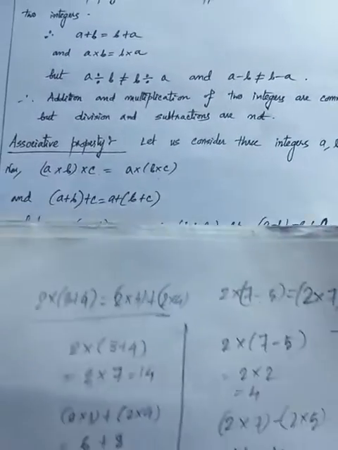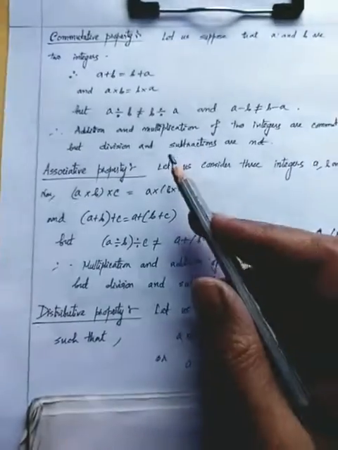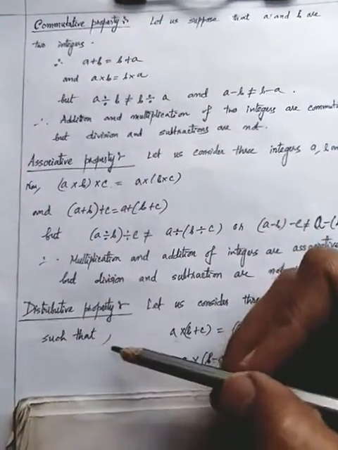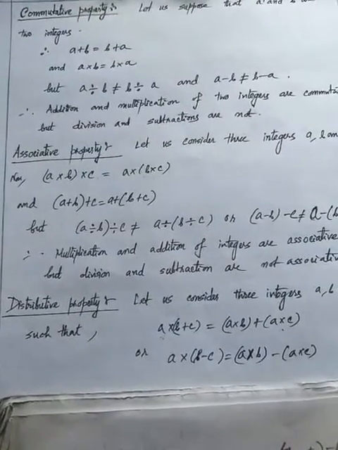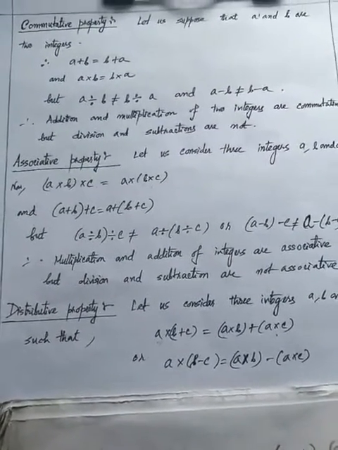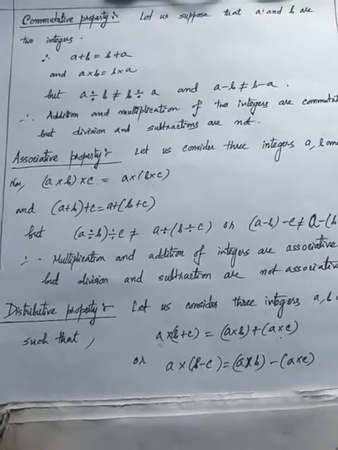So from this discussion, we have learned about commutative property, associative property and distributive property. Let me tell you something. In my previous videos, we have already done commutative property and associative property. If you have any doubt, you can check those videos for detailed discussion.